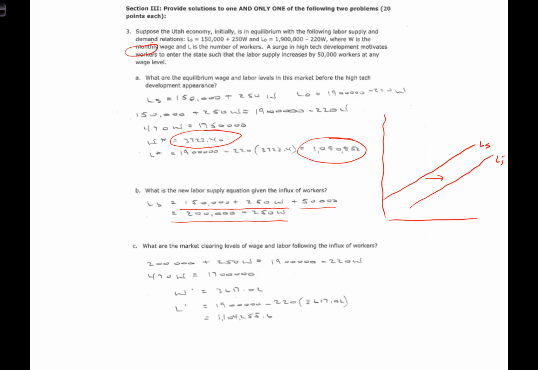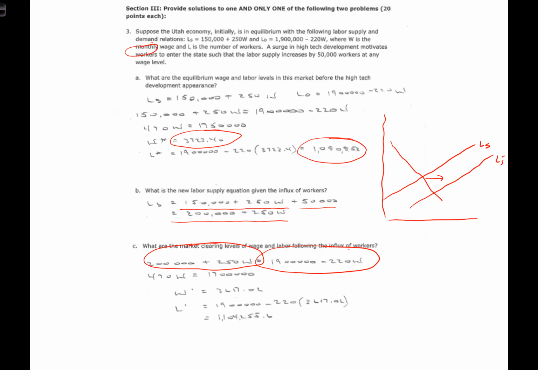In part C, we say, what are the market clearing levels of wage and labor following the influx? So now we're going to take the new labor supply equation, equilibrate it against the original existing labor demand equation, and we're going to see that when we do this in the regular way, as we've done many times now, we end up with a decrease in the wage, which makes sense to us.